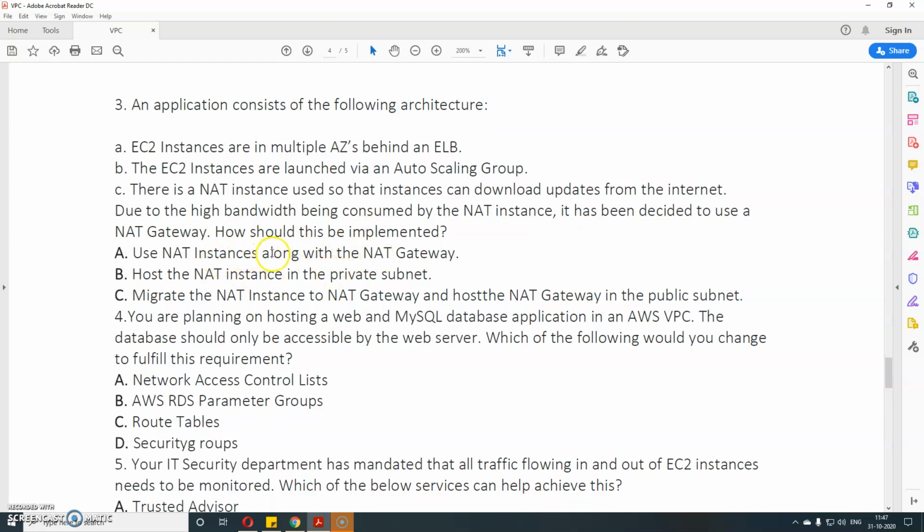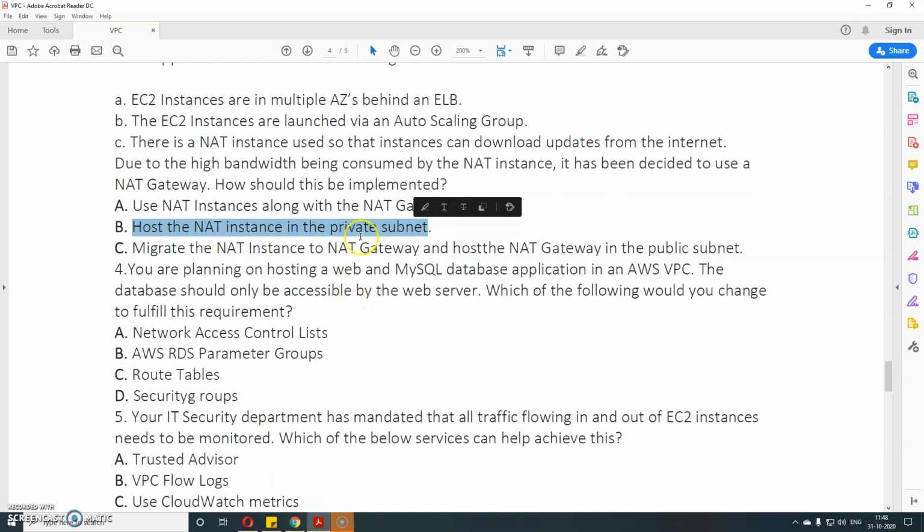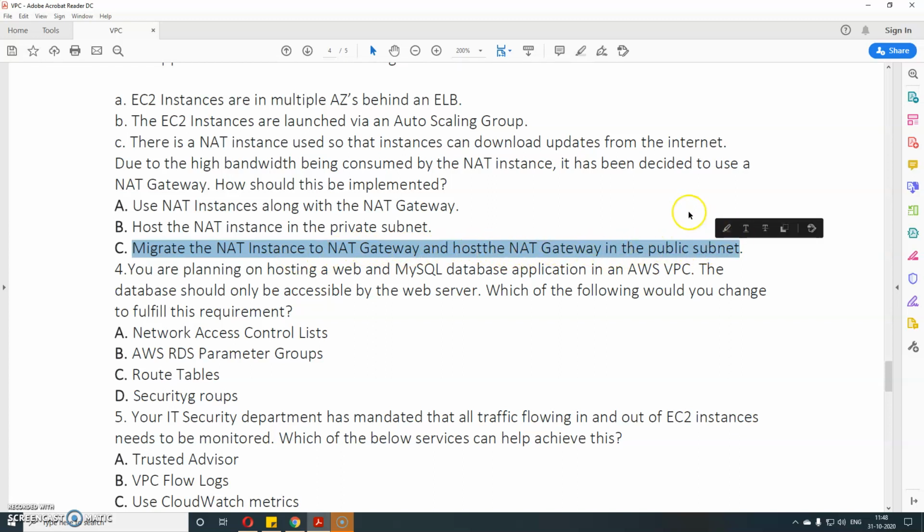Use NAT instance along with the NAT gateway. Host NAT instance in the private subnet, so you can't host a NAT instance in the private subnet. NAT always sits in a public subnet so that it can have access to the internet. And then migrate the NAT instance to a NAT gateway and host the NAT gateway in the public subnet. So migrate the NAT instance to NAT gateway and host a NAT gateway in the public subnet.